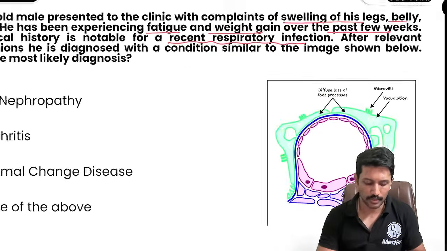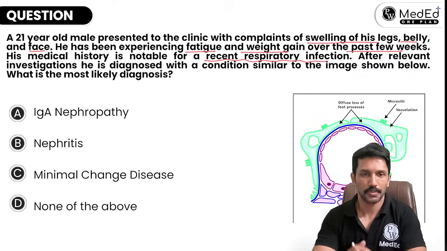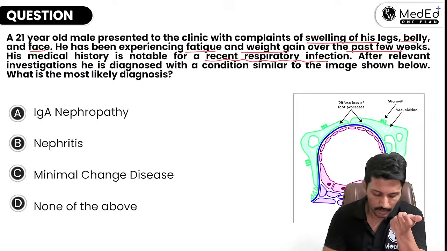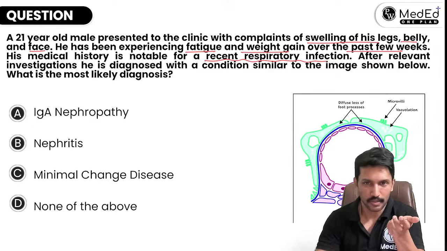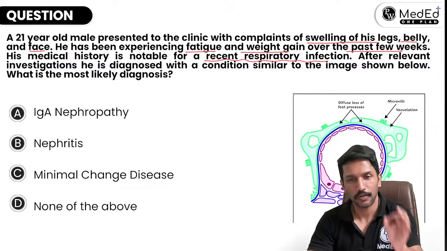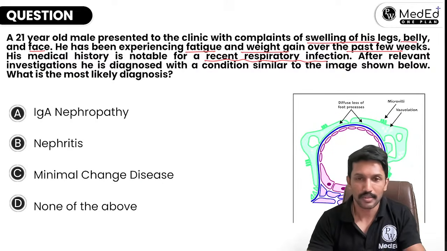So what is the diagnosis we are thinking about? Among the given options, nephritis is a vague term. Call it nephritis, whether it is IgA nephropathy or minimal change disease. Any inflammation or inflammatory process involving the kidney, you can call it nephritis.